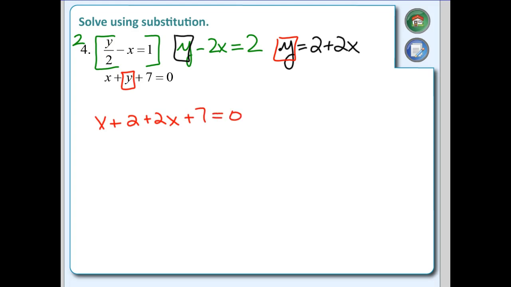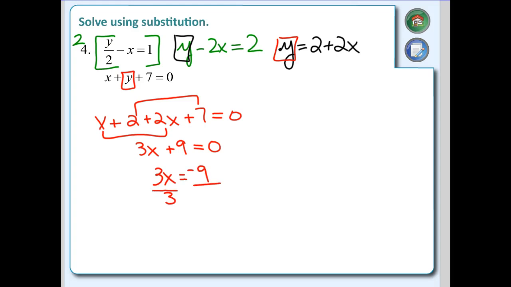Now what should we do? Yeah, let's go ahead and combine like terms. x and 2x gives me 3x, and 2 plus 7 gives me 9, equals 0. Oh yeah, we've got to isolate the variable by inverse operations. So let's go ahead and subtract 9 from the other side. And then to get x alone, we've got to divide both sides by 3. So x equals negative 3.